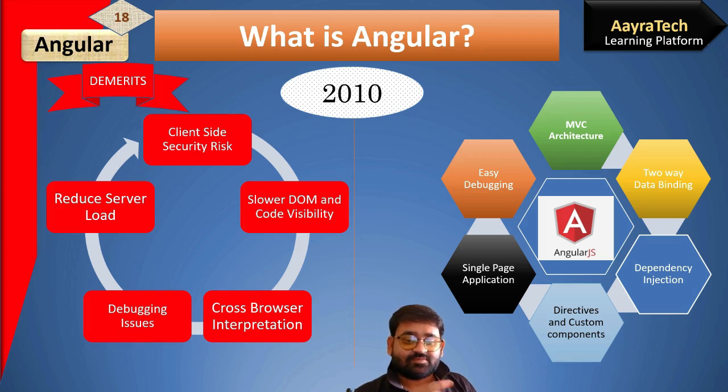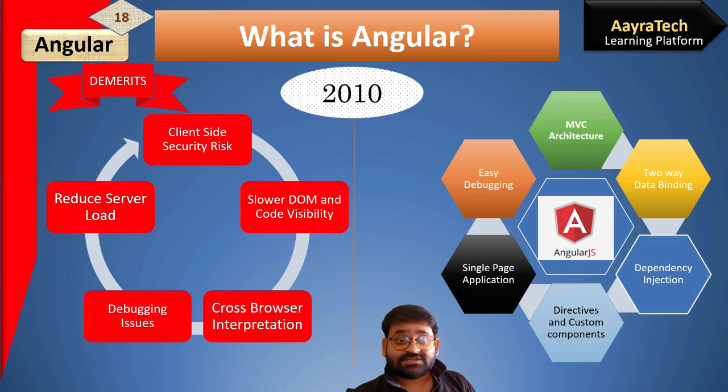Directives and custom components are nothing but small pieces of functionality. If you just use those tags, we can achieve what would take thousands of lines of JavaScript code. That means it minimizes the coding effort and creates small functionality or small tags. Single page application, we'll learn in detail what a single page application is. The actual website is designed within a single page and there is no reloading each time.